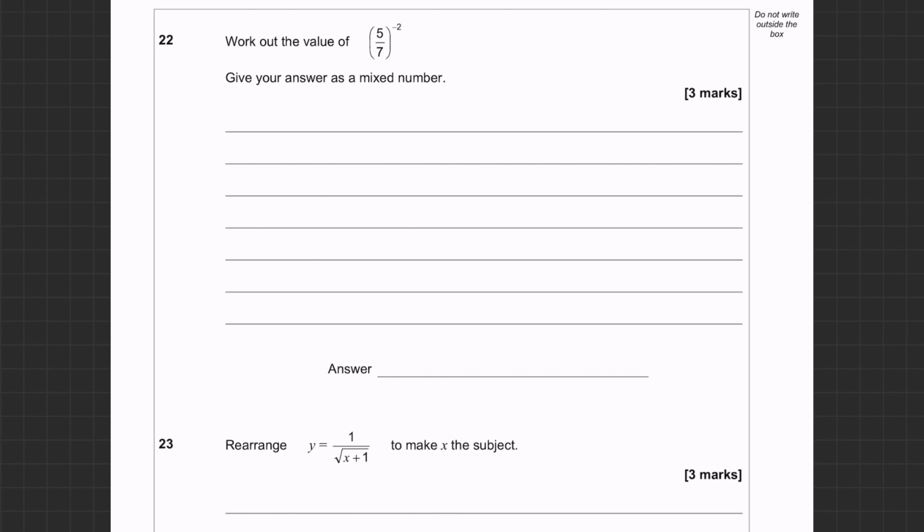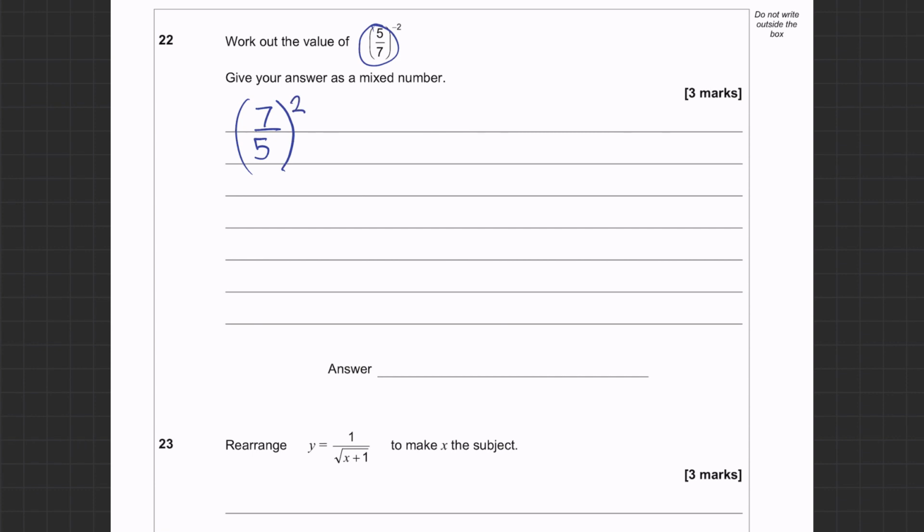Question 22, this is very nice for 3 marks. Work out the value of 5 over 7 all to the power of minus 2. If you've got a minus power, this is just the same as the power of the positive reciprocal. What I mean by this is, firstly, if we've got a minus, you want to write the reciprocal of this, which is 7 over 5. So that's the reciprocal. And then the minus 2 will become positive 2.